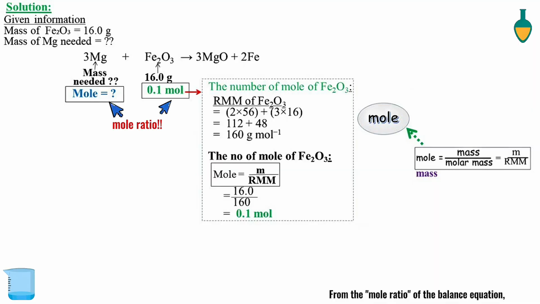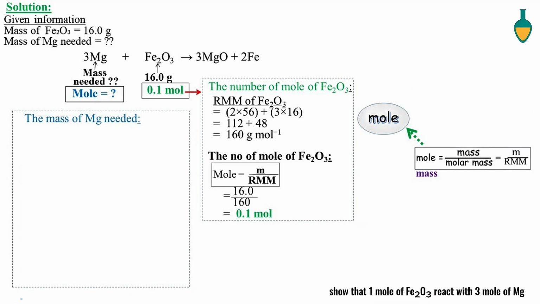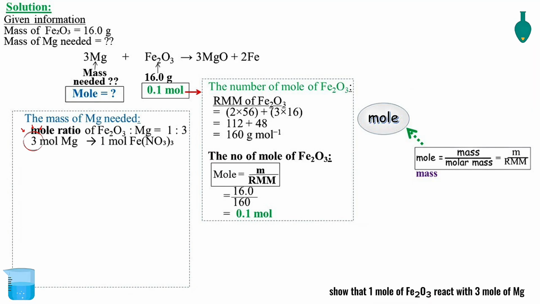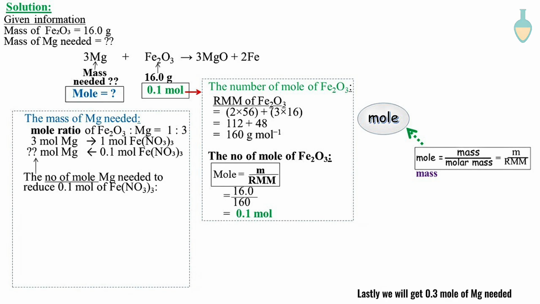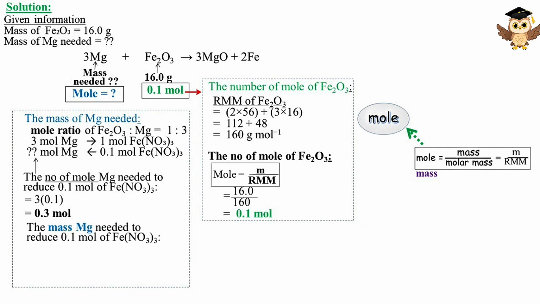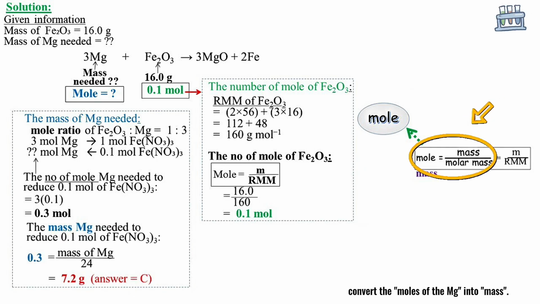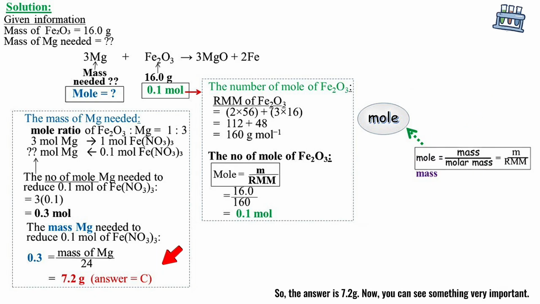The mole ratio of the balanced equation shows that 1 mole of iron 3 oxide reacts with 3 mole of magnesium. So we have 0.1 mole of iron 3 oxide here. Lastly, we will get 0.3 mole of magnesium needed. After we determine 0.3 mole of magnesium, then by using the formula, convert the moles of magnesium into mass. So the answer is 7.2 gram.